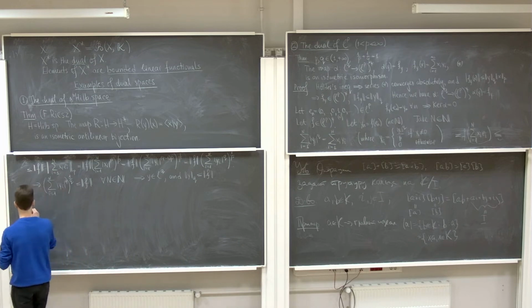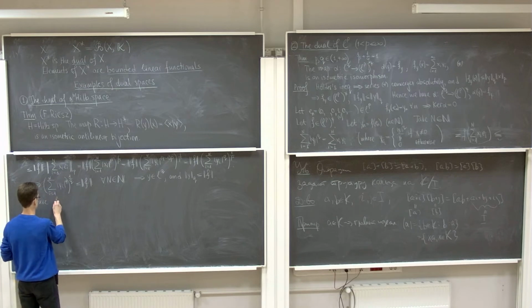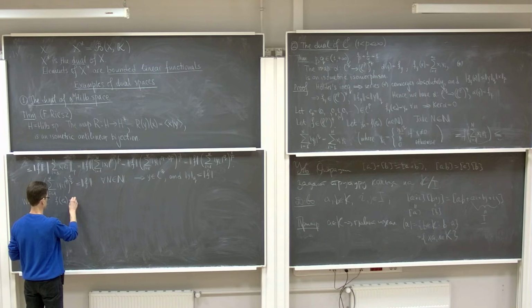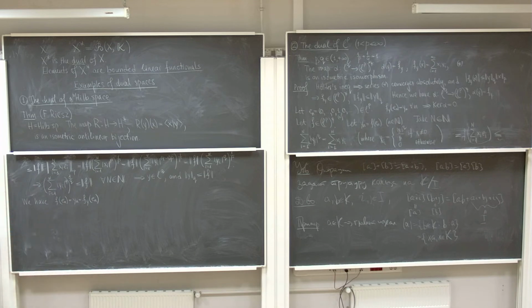Well, indeed, we obviously have the following equality. So f of en. So what is this? This is yn, but fy of en is also yn. So they are the same. These two functionals are the same on each element en.